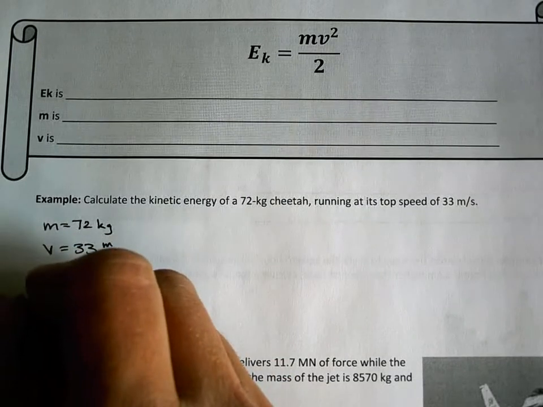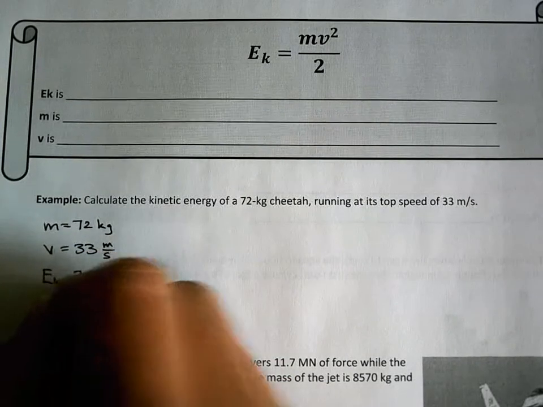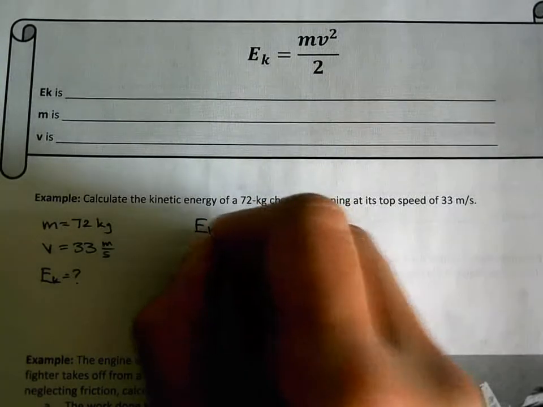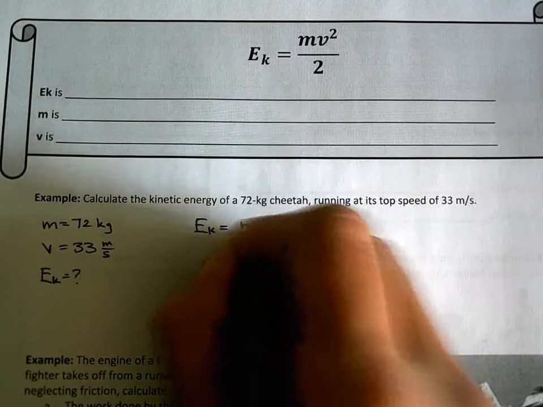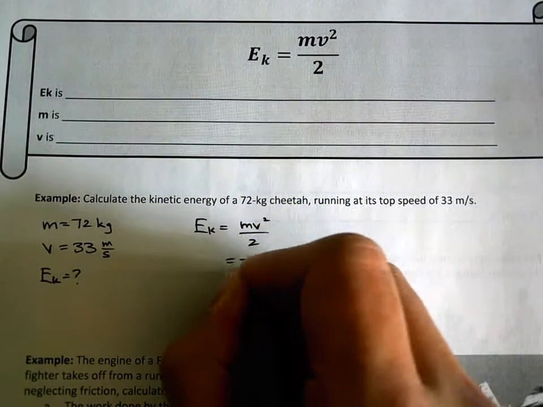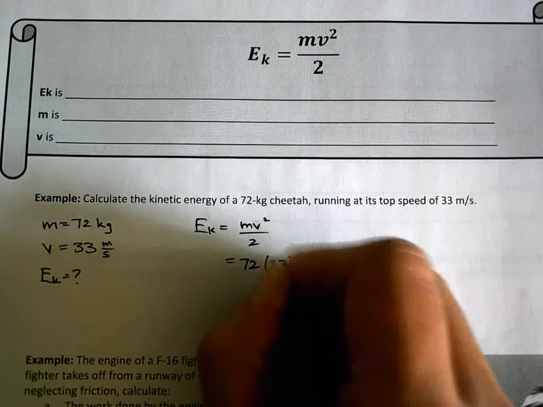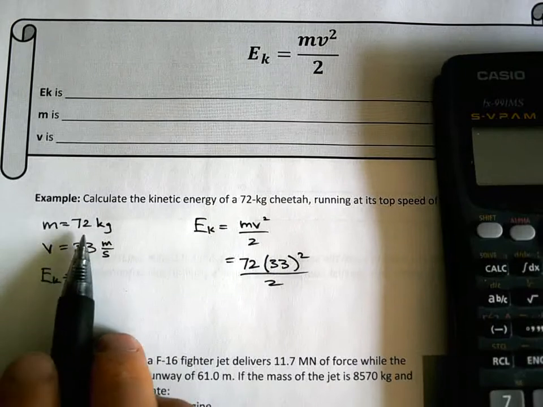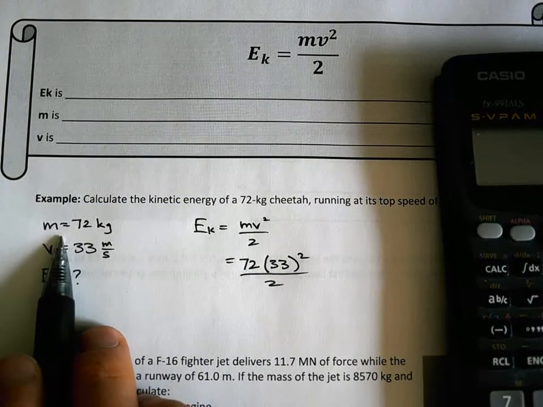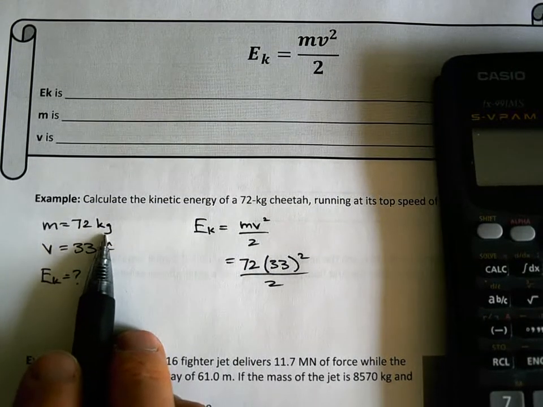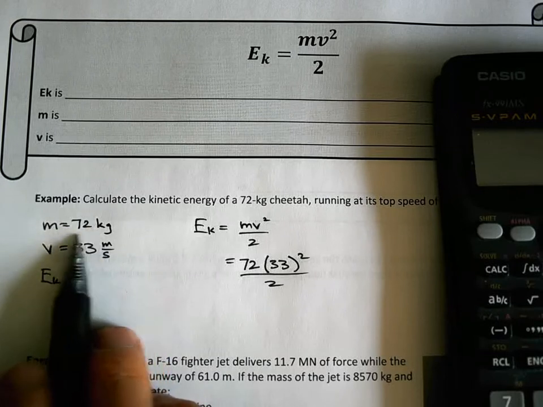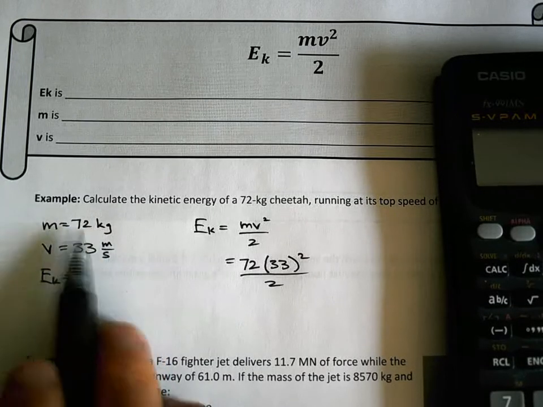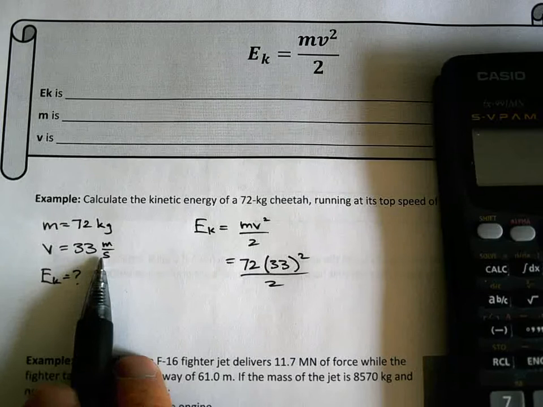And we want to find the kinetic energy, EK. So we're going to use our formula, EK is equal to mv squared over 2. I sub in my numbers, 72, 33 squared over 2. One little point, remember that mass is one of the only units where we use the kilo form. So we always use mass in kilograms. Everything else should be in its base unit.